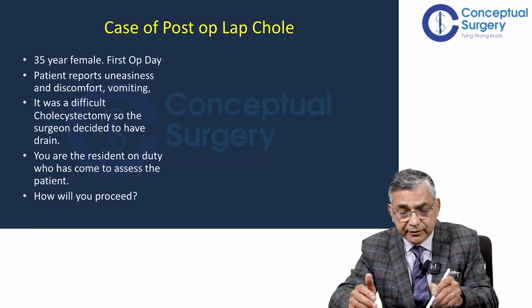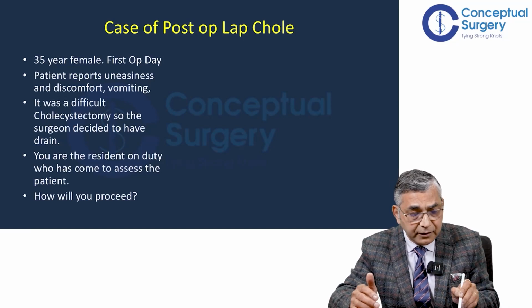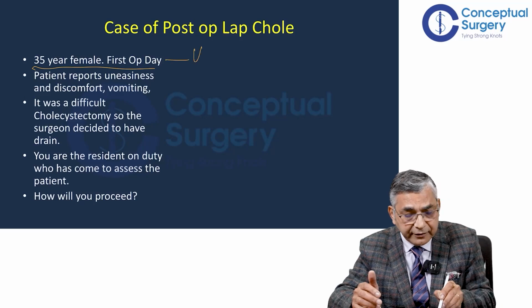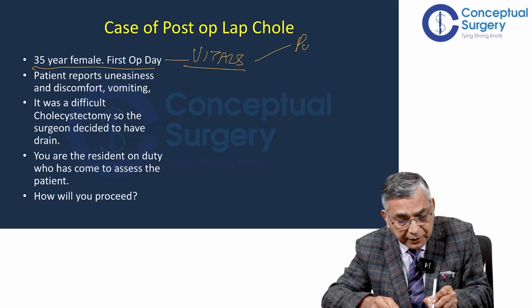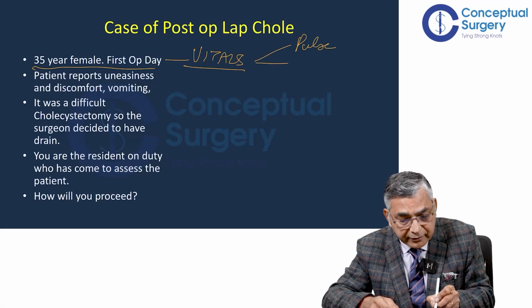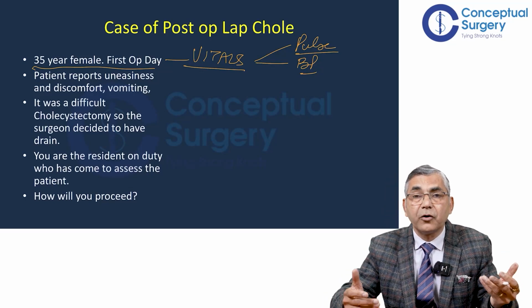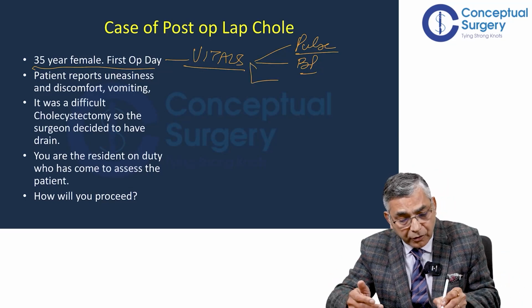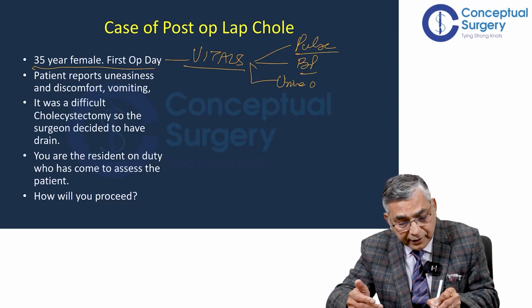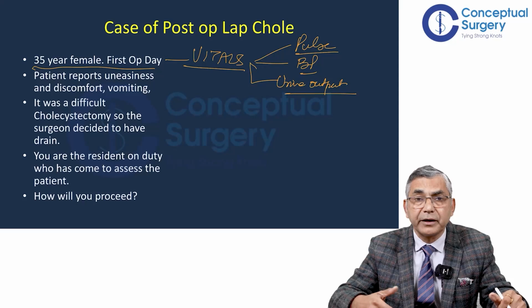You are going to look at the vitals. Vitals are very important. The first and foremost thing that you are going to do is to look at the patient's pulse and the patient's blood pressure. Very importantly, you will also see whether the patient's urine output has been monitored or not. These are the initial things that are expected to be said by you.